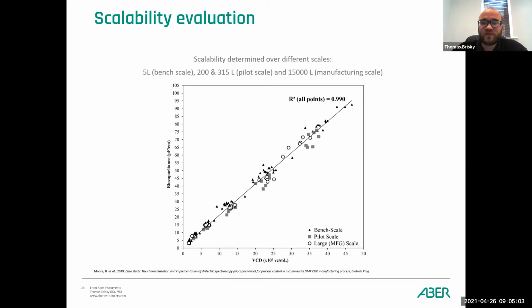As you can see, there's an excellent correlation that was seen across all scales between capacitance and offline viable cell density with an R² value close to 1. This tells them that if you are able to achieve similar capacitance trend across all bioreactor types, then you can confirm proper scale up of your process.